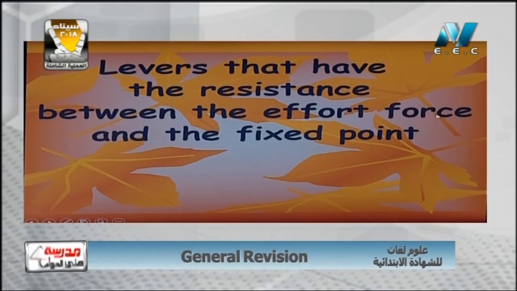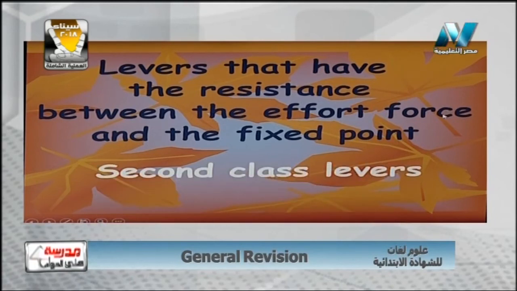Levers that have the resistance between the effort force and the fixed point. Be careful with the position. The resistance is in the middle, between the effort force and the fulcrum. Here we have a second class lever, because the effort arm is greater than the resistance arm. We can determine the kind of lever from the position of these three main points: the resistance, the effort force, and the fulcrum.